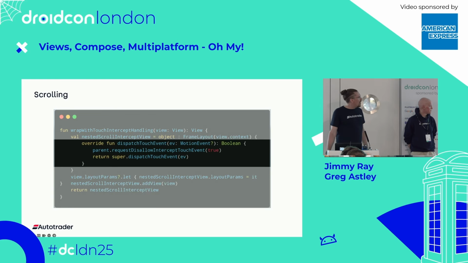And here, we could wrap our Compose views inside a frame layout. When the touch events happen, we ask the parent to stop interacting. Frustratingly, Compose view at the time, I think it still is, is sealed, it wasn't open, so you can't extend Compose view and do this functionality on it. You've got to add that in on top of it.